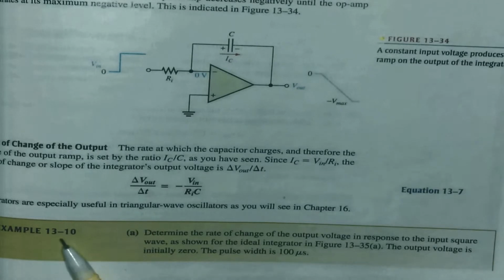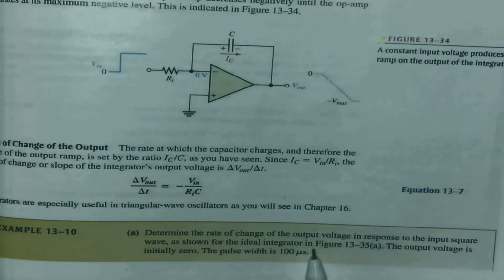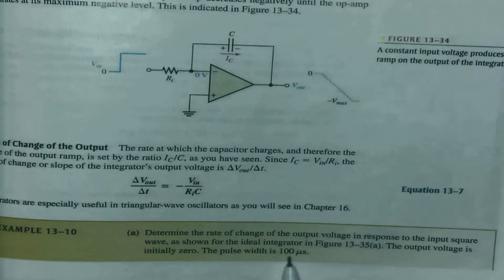Let's have a look at example 13.10. They say determine the rate of change of the output voltage in response to the input square wave, as shown for the ideal integrator in figure 13.35a. The output voltage is initially 0. The pulse width is equal to 100 microseconds. Now I just want to point out, there's a mistake in this question. The value they use for the pulse width is equal to 200 microseconds. All right. Now the easiest way is to change this to 200 microseconds instead of 100 microseconds.